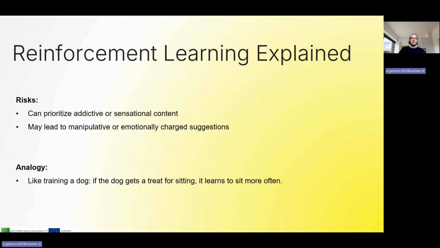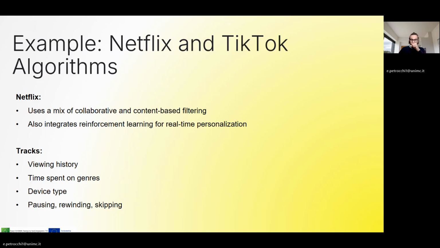An analogy can be made with the training of a dog. If the dog gets a treat for sitting, then it learns to sit more often. And this is how reinforcement learning works. We can make two examples, Netflix and TikTok algorithms. Netflix uses a mix of collaborative and content-based filtering and integrates reinforcement learning for real-time personalization. It tracks viewing history, time spent on genres, device type, pausing, rewinding, and skipping.